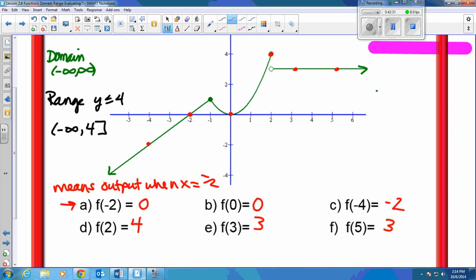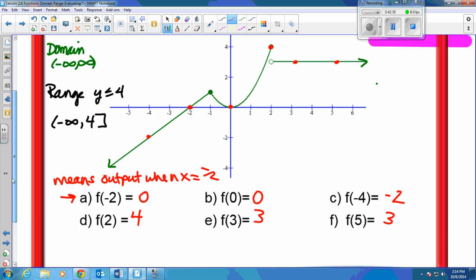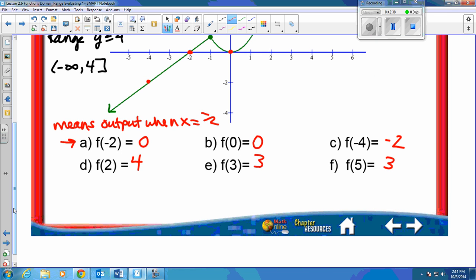So we can read those straight off the graph. These are the same, so f of 2 equals 4 is the same as the point (2, 4). Input, output. This is the same as the point (3, 3), or the point (0, 0), or the point (-4, -2). Those are all synonymous.